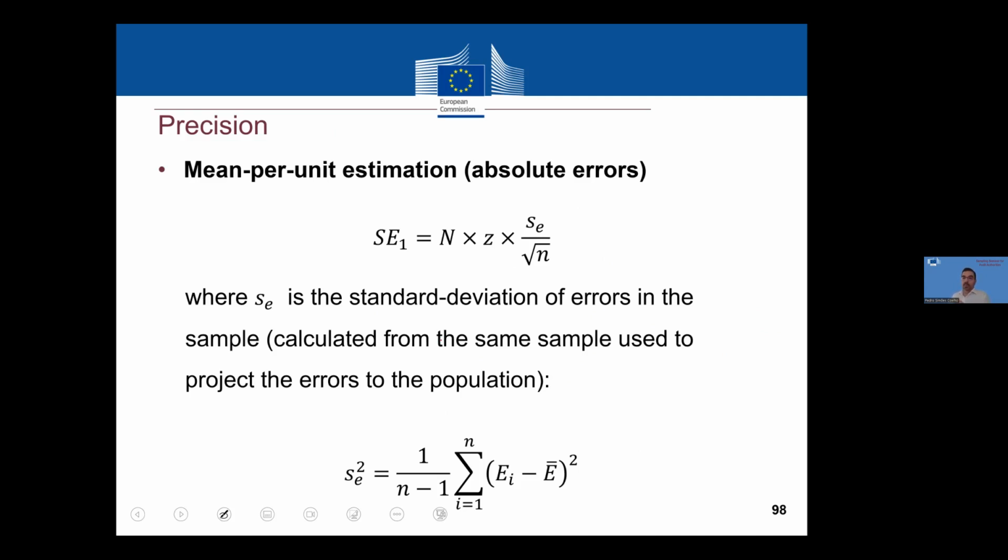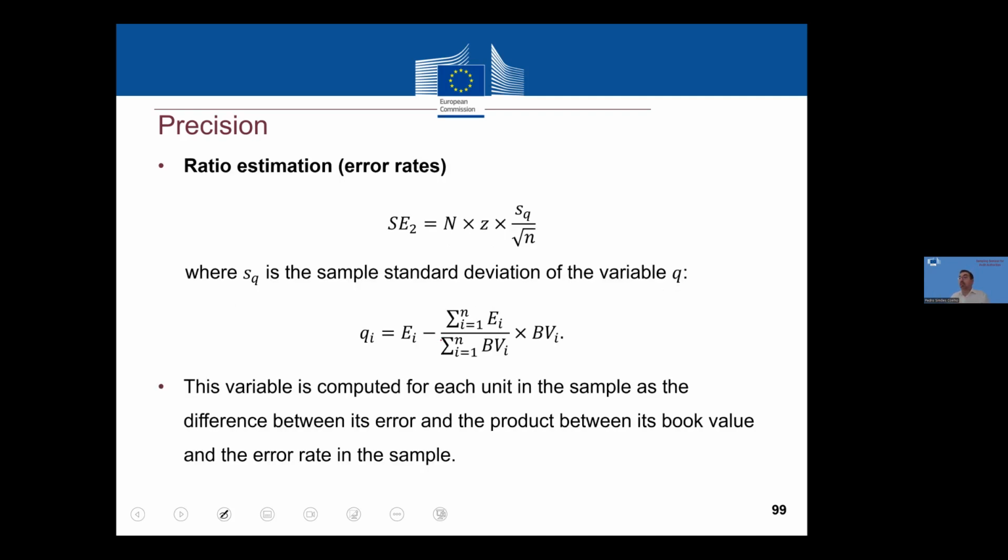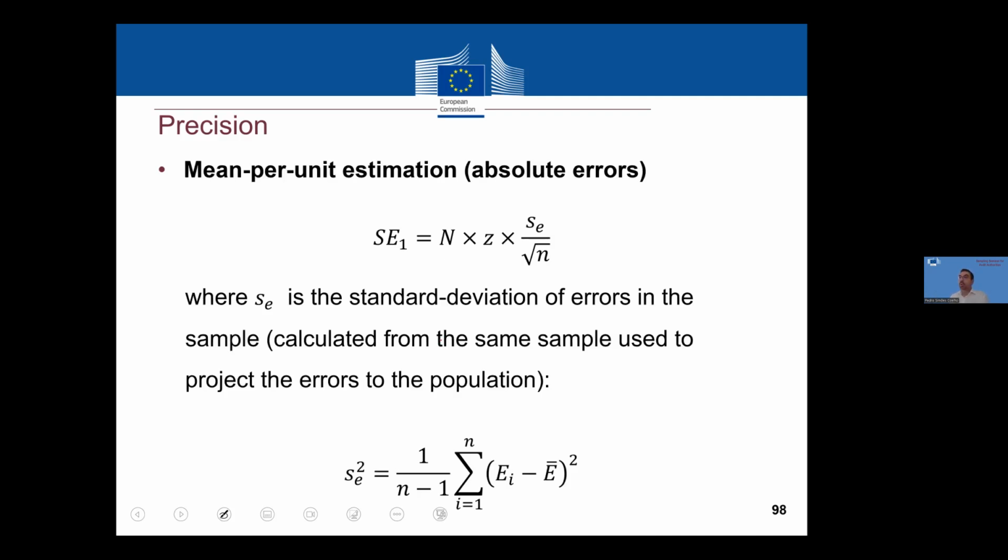So first of all, for calculating precision, you have a formula if you are estimating with mean per unit estimation, and you have another formula if you are using ratio estimation. Of course, that would not even be necessary to say. If you have two estimation methods, probably they also have two different ways to calculate the precision. Let's see how we do it for mean per unit estimation. What do we need to feed in to calculate precision?